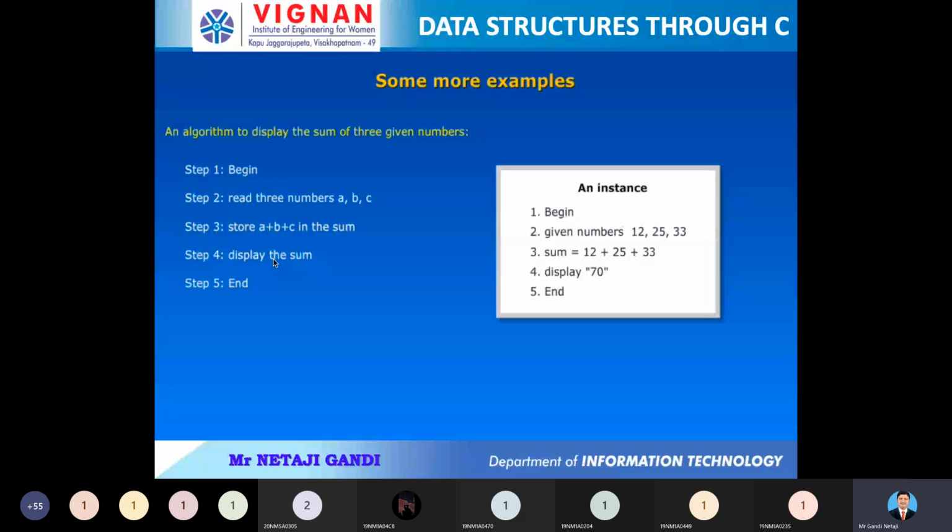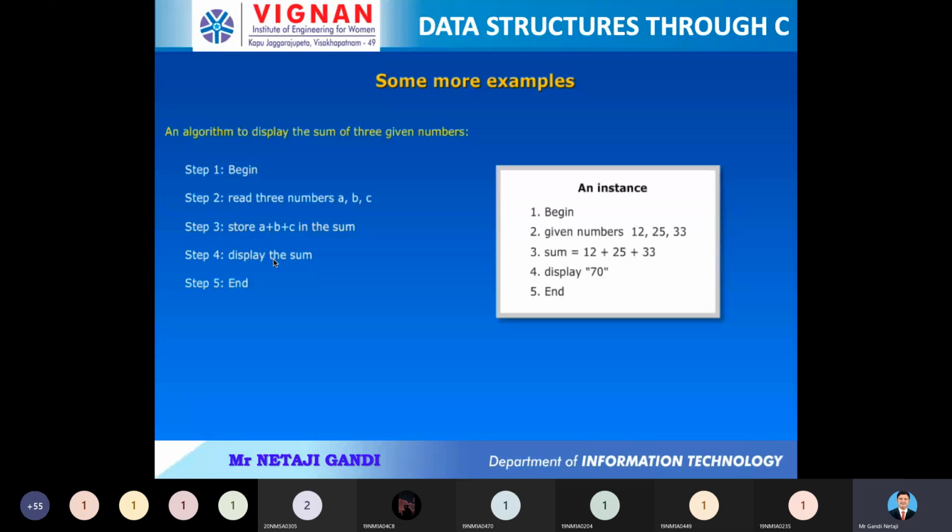In while, the initialization is separate: int i = 0 is a separate line, the condition i <= n is a separate line, and the increment and decrement operator is on a separate line. But in the for loop, there are three parts together: initialization, condition, and increment or decrement operator. That's why, compared to all the other loops, the for loop is the best loop.